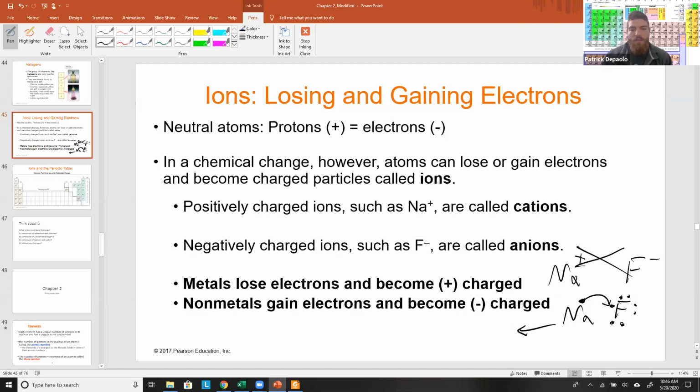Then, this is the key part of an ionic bond, of an ion. The transfer of electrons induces the positive and negative charge. After sodium loses this 1 electron, it becomes positively charged. After fluorine gains that electron to have 8, it becomes negatively charged. The transfer of electrons induces that charge, which brings them together.